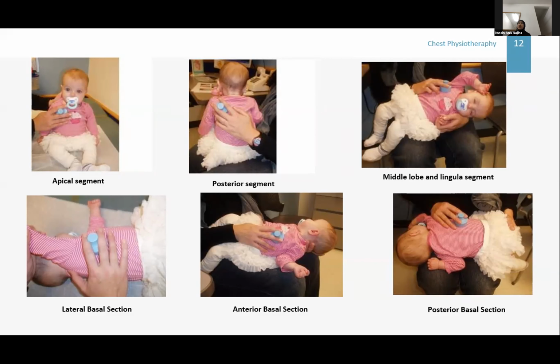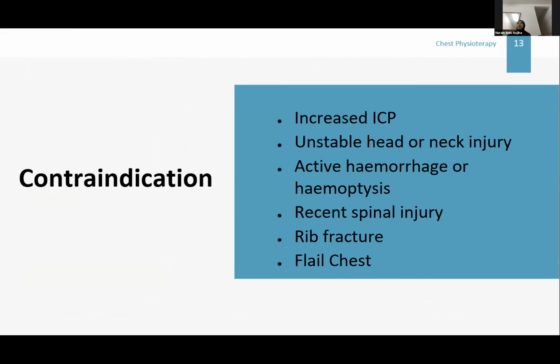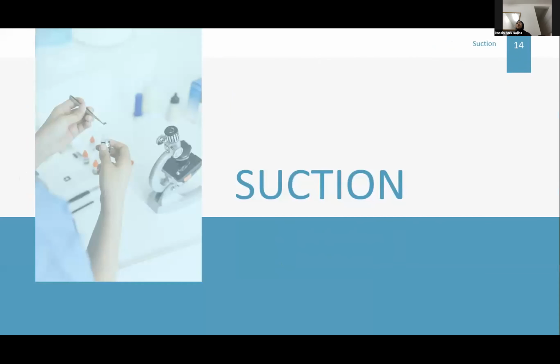For the anterior basal segment, you place the child in a flat position facing up, and then you percuss over the margin of the ribs on both sides, and do not percuss on the stomach. The last picture is the posterior basal segment, where you place the infant in a flat position facing down, and then percuss above the lower margin of the ribs on both sides. The contraindications in chest physiotherapy are actually all relative, including increased intracranial pressure, unstable head or neck injury, active hemorrhage, and also rib fracture. So that's all for the chest physiotherapy.